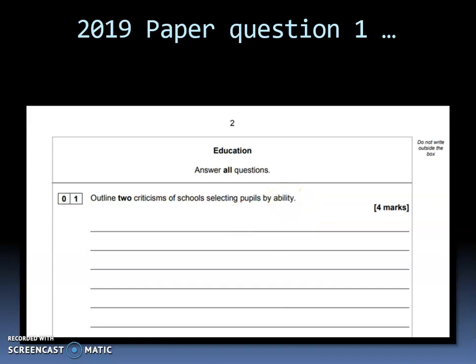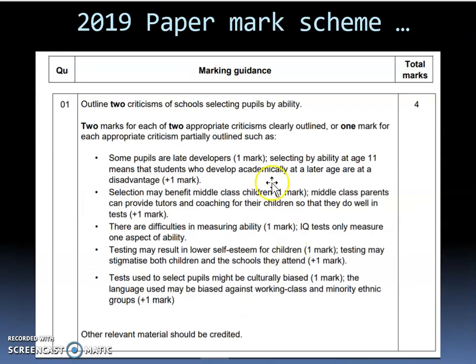The trigger word in this question is criticism and selecting pupils by ability. By focusing on the word pupils, you can identify social groups that may be disadvantaged by this school selection process being tested by ability. If you look at the mark scheme, there are a range of criticisms that you can identify, such as the tests used might be culturally biased, there is a benefit to middle class students, problems of measuring ability, and so on.